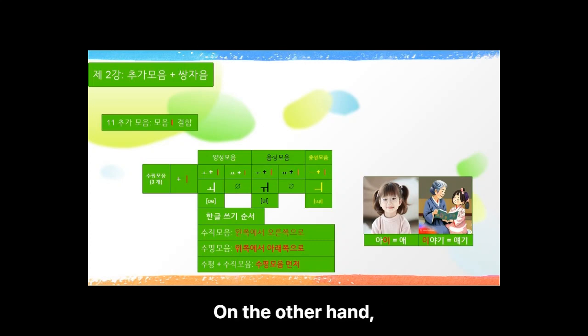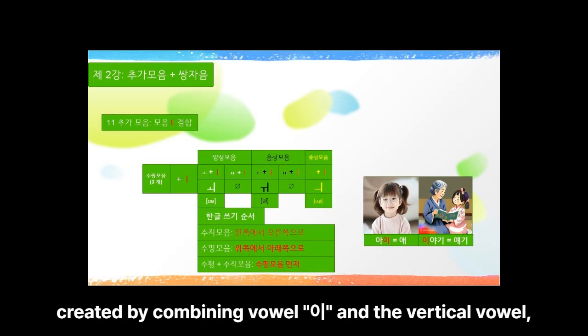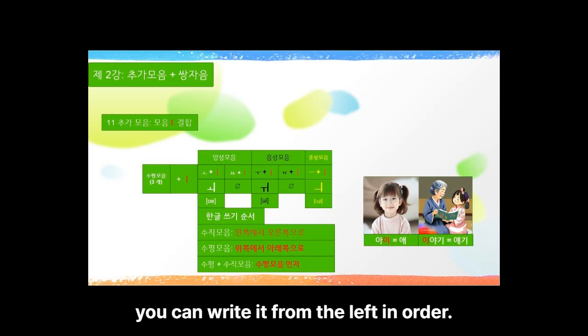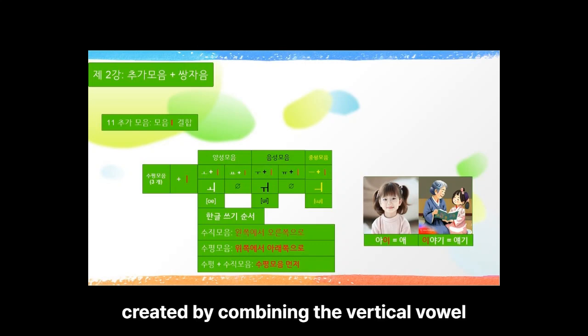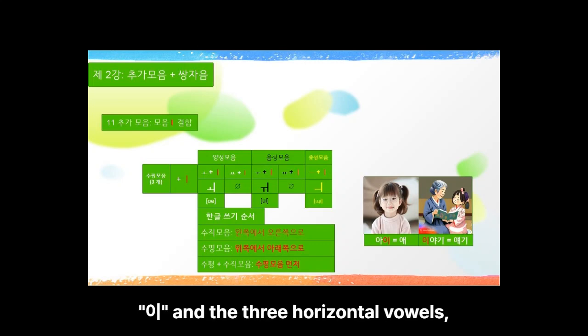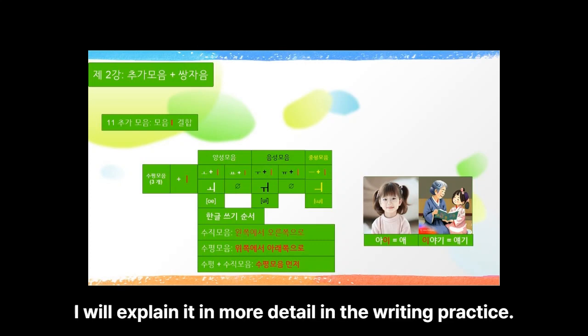On the other hand, as I will explain later, when you write a vertical vowel created by combining vowel e and the vertical vowel, you can write it from the left in order. On the other hand, when writing three vowels created by combining the vertical vowel e and the three horizontal vowels, write the horizontal vowel from the left first and the right vertical vowel e. I will explain it in more detail in the writing practice.